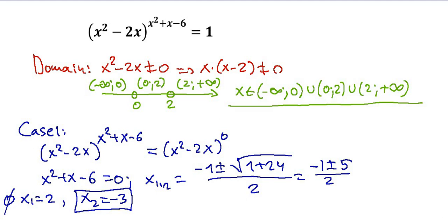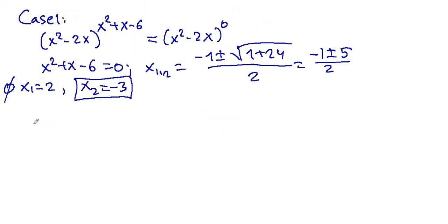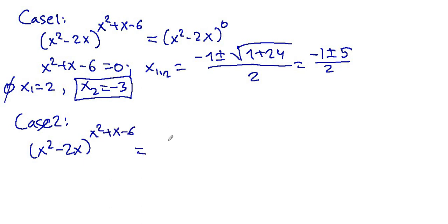So now let's consider case 2. Let me rewrite again the left hand side of this equation as it is, (x squared minus 2x) to the power of (x squared plus x minus 6) is equal to, now I can express 1 as 1 to the power of (x squared plus x minus 6). Now the exponents are the same, therefore we can equate bases. So we get the equation x squared minus 2x is equal to 1. Again this is a quadratic equation.